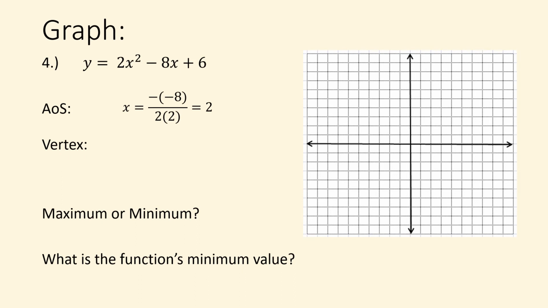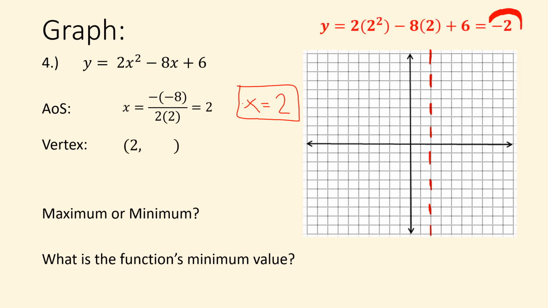Now when we write this out, just make note that it's really x equals 2. It's the equation of the vertical line. That's the axis of symmetry. So we really should be writing it like that and not just the number 2. We can draw that on the graph. Now we would plug in 2 to find the vertex. And when we plug that in, we get negative 2. So our vertex is at 2, negative 2, and that is down here.